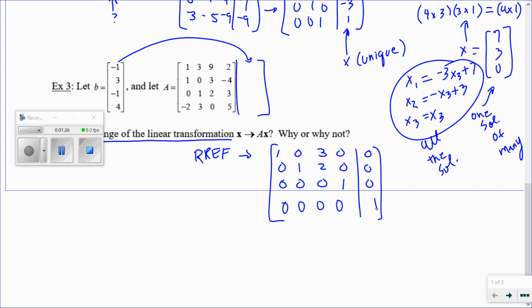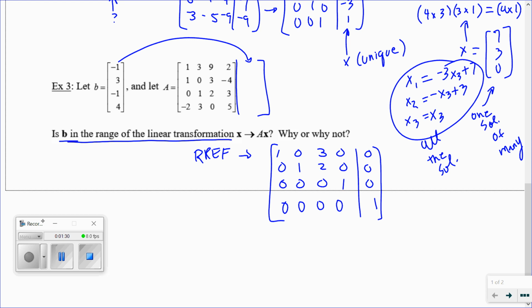So, yes or no? This is no solution, right? So it is not possible to take matrix A, multiply it by something, and get matrix B. It's not possible. So the answer to this is no, because I have a pivot in the last column.